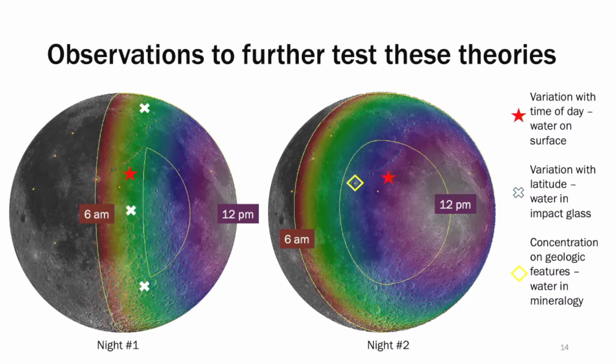If we observe a bunch of points along one temperature and different latitudes, and we see a variation there, then we know that the water's in the impact glass or in the grains. And then this is Copernicus crater. It has a very, very prominent central peak, which is a bunch of mantle material. If we see water there, then geologic features, indigenous moon water.